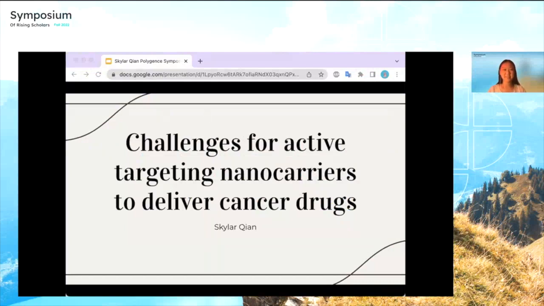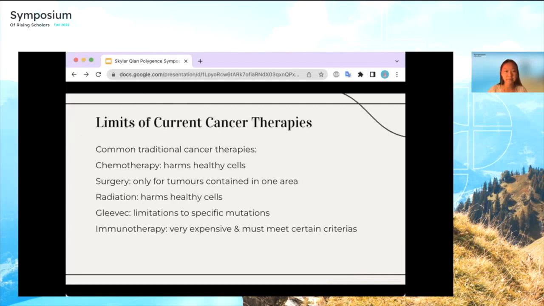Okay, so hello everyone. My name is Skylar and I'm currently researching active targeting nanocarriers to be used as cancer drugs. So first of all, why do we need this new form of drug delivery in the first place? Let's first start off with addressing the issues of current cancer therapies. So here below are listed some of the most common forms of traditional cancer therapies, and each have their own limitations, leaving lots of room for improvement to fight back.